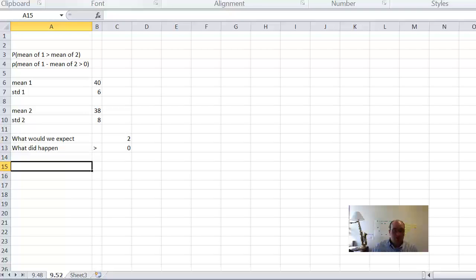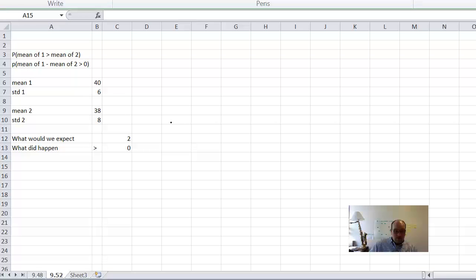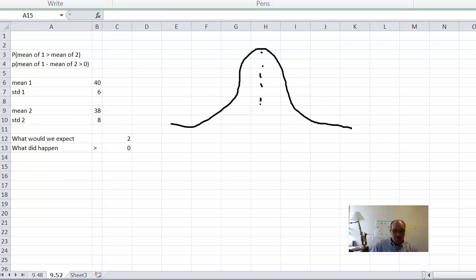In fact, before we do that, let's draw a little picture real fast just to help us see what's going on. Here is the distribution of the difference in means, mean 1 minus mean 2. It's normally distributed, because the central limit theorem tells us that it is. Our mean is what we expect, which is 2. And we're asking what's the probability of it being greater than 0? So 0 is over here somewhere, and we want greater than, so that's this side.